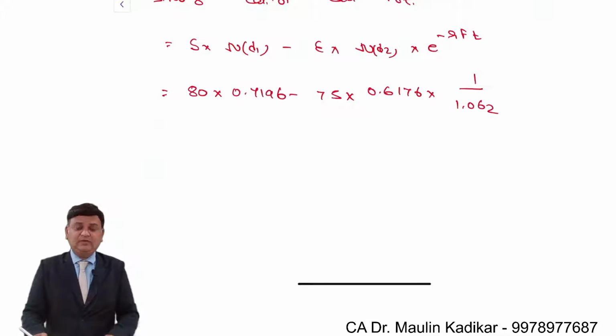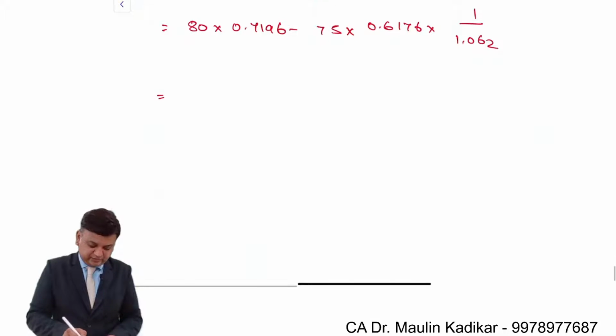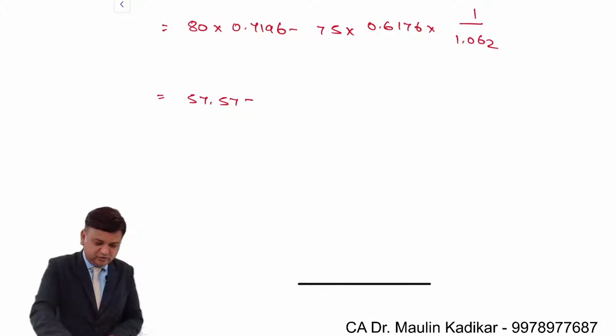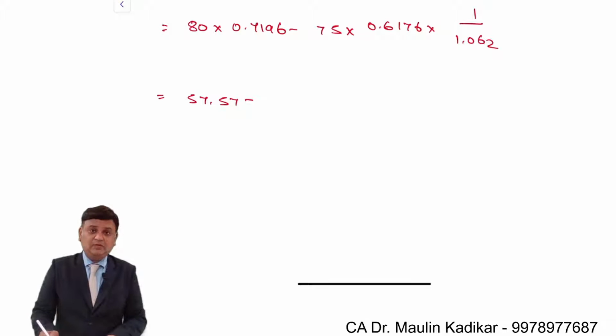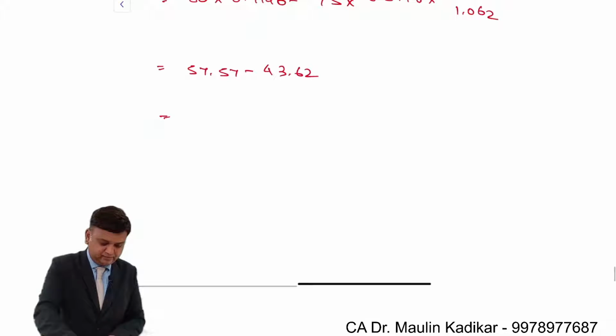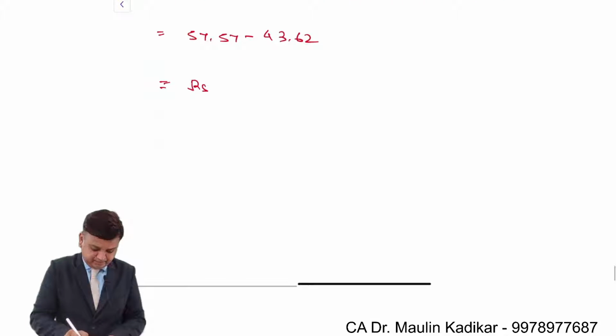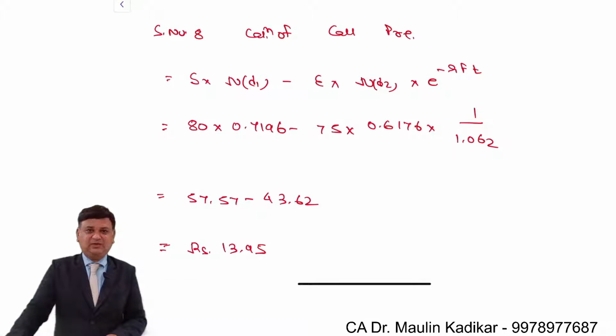The reciprocal value of the future value is the present value. 80 into 0.7196, 57.57. 75 into 0.6176 divided by 1.062, 43.62. 57.57 minus 43.62 is 13.95. That is the way the call premium is calculated.